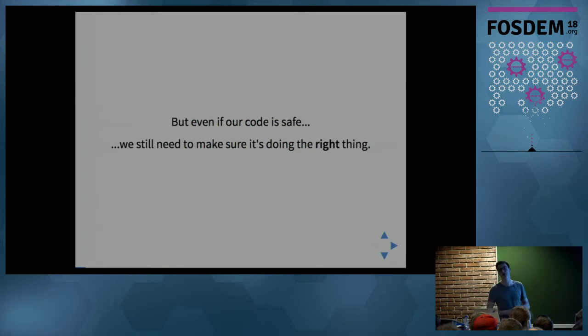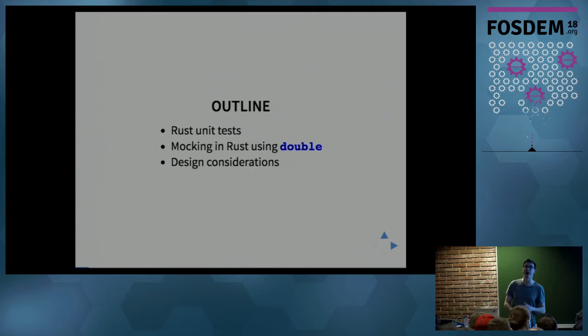So what we're going to cover here is an extremely brief introduction to running unit tests in Rust, then running behavior verification tests in Rust using a crate called Double. And then we're going to talk about some design considerations, because actually generating mock implementations in Rust is particularly challenging, because it's a statically typed compiled language, and the borrow checker makes things even more difficult.